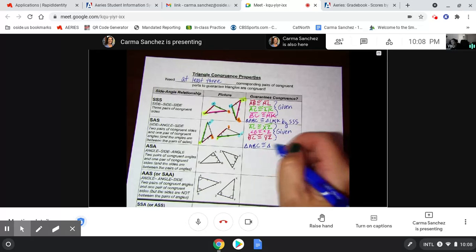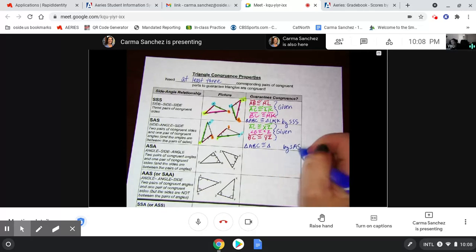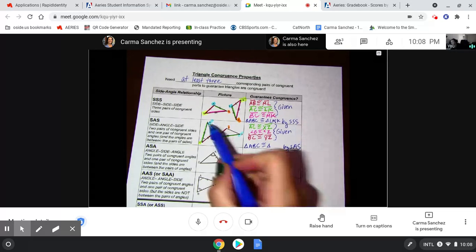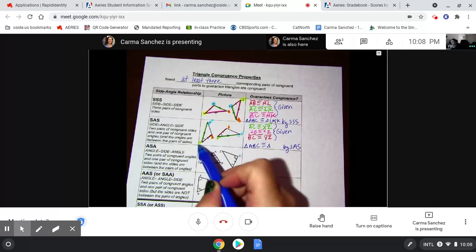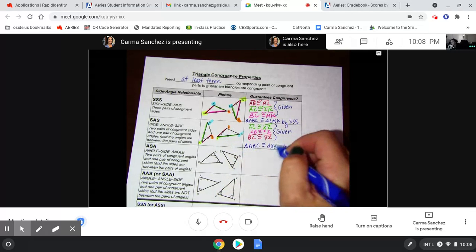Pause for a minute and see if you can come up with the letters here by side, angle, side. Now notice that you went blue, orange, yellow, so you have to go blue, orange, yellow. How'd you do?